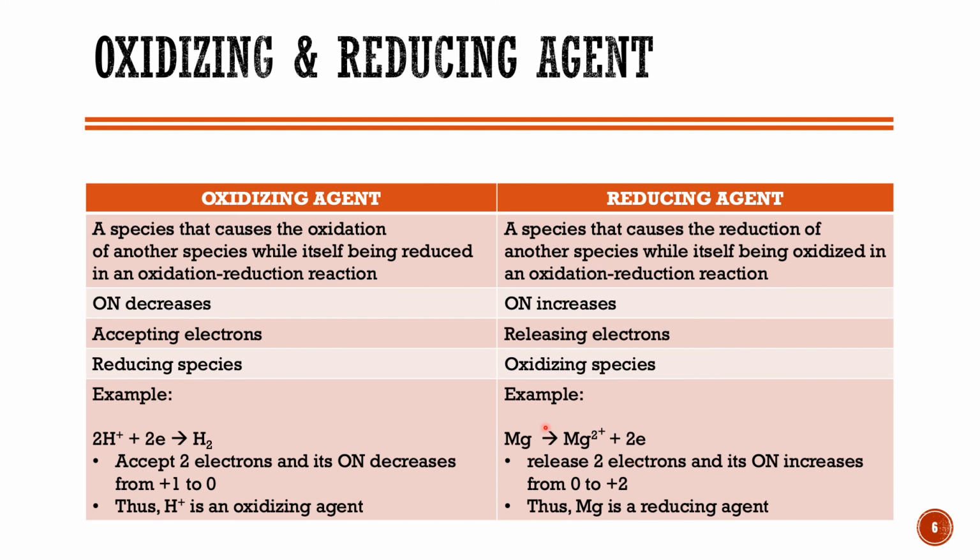Another example, Mg will release 2 electrons to form Mg2+. In terms of electron, it loses 2 electrons, while in terms of ON, the ON increases from 0 to +2. So this indicates that this is an oxidation process and Mg is actually a reducing agent.